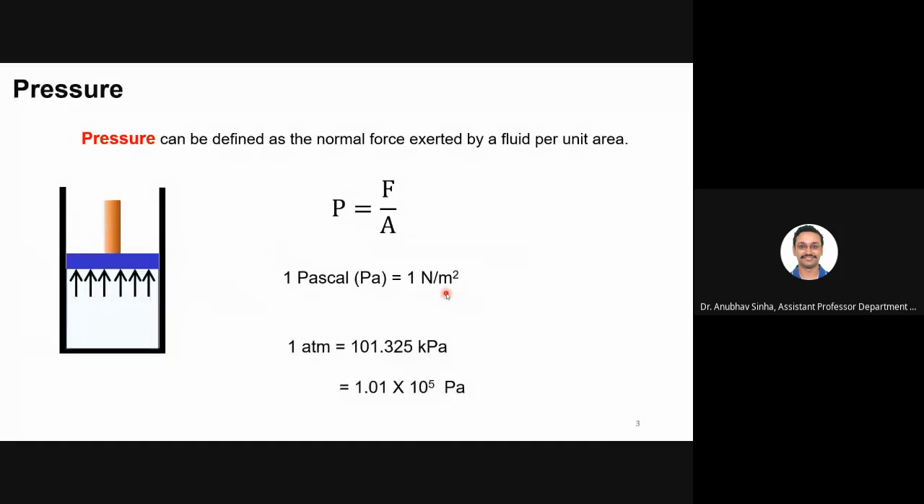We can also talk about pressure in terms of atmosphere. So 1 atmosphere is 101.325 kilopascal or 1.01 into 10 to the power 5 Pascal. So these are some of the common units. We have other CGS units also, but we will generally use these. Okay, atmosphere or Pascal.